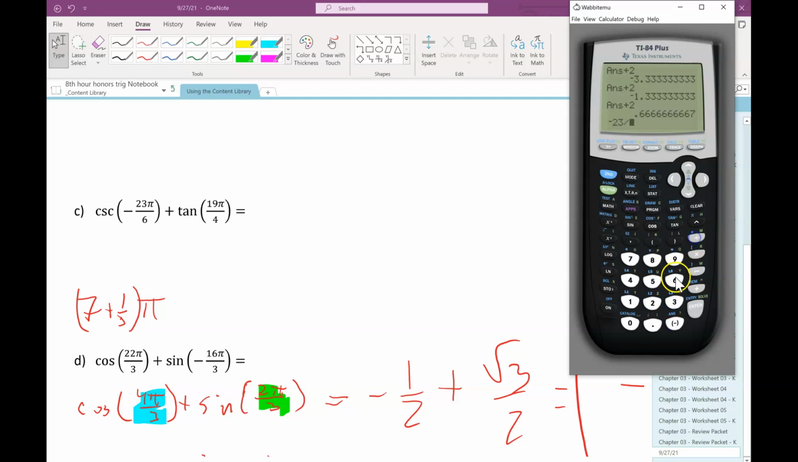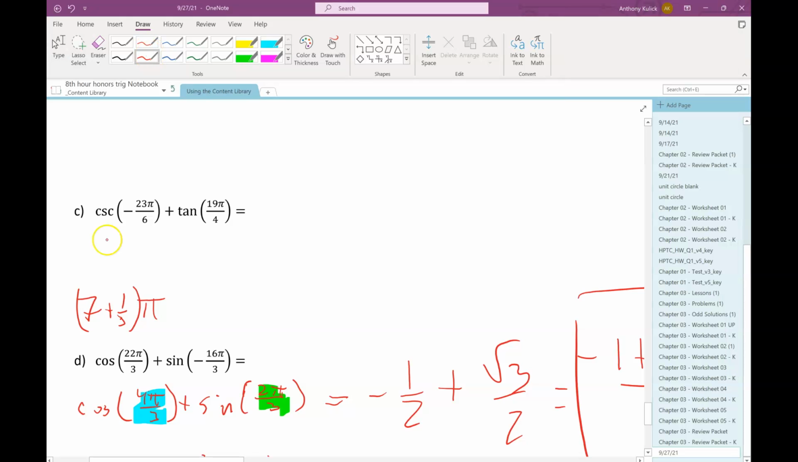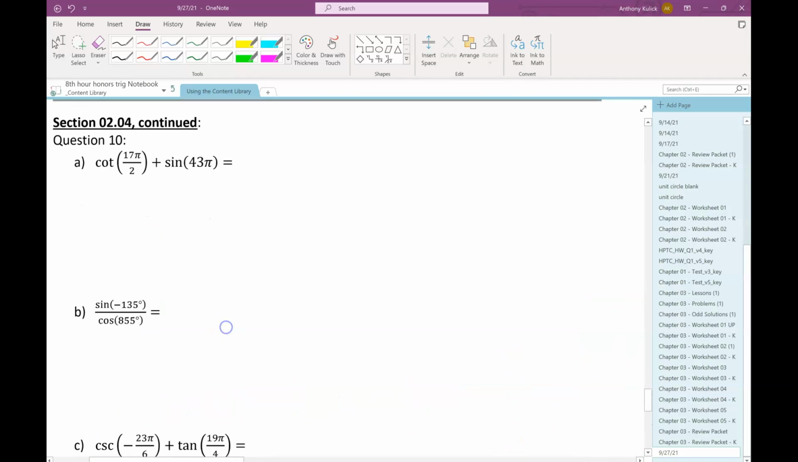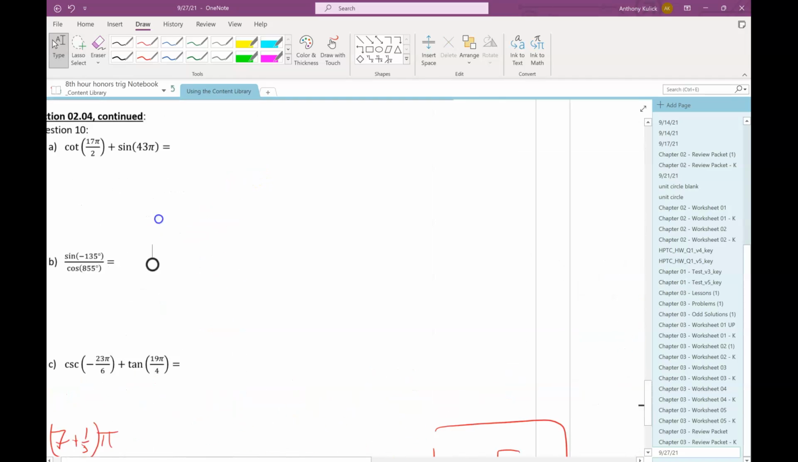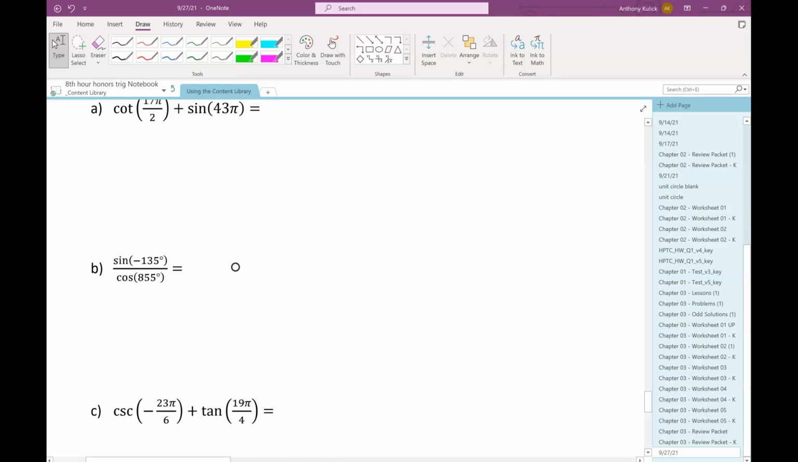Negative 23 over 6. Going to add 2 pi a couple of times. Make that into a fraction. That's pi over 6. Oh, which one did you say? Oh, B. Oh, I'm doing the wrong one. Boy. You could use C2. I didn't have much trouble with that.